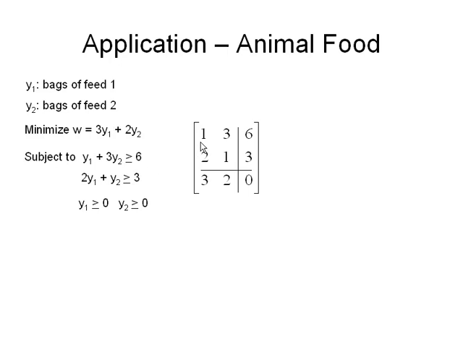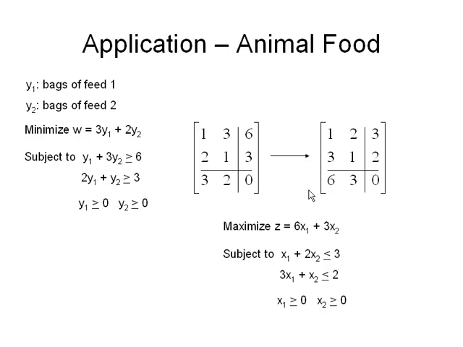So I have a row here, 1, 3, 6. And I have the second row, 2, 1, 3. My objective function was W equals 3Y1 plus 2Y2, so the last row is 3, 2, 0. Now we need to do the transpose. So I take the first row and put it in the first column, the second row in the second column, and the third row in the third column. That gives me the numbers that I now need for my standard maximization problem.